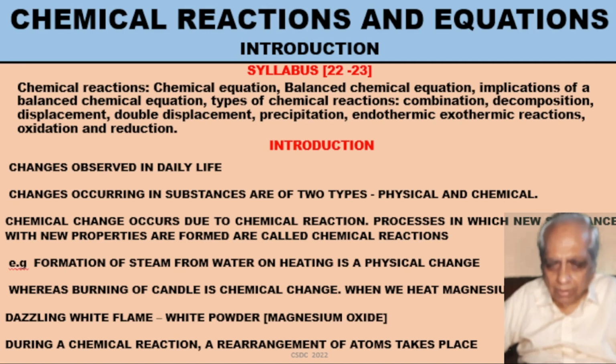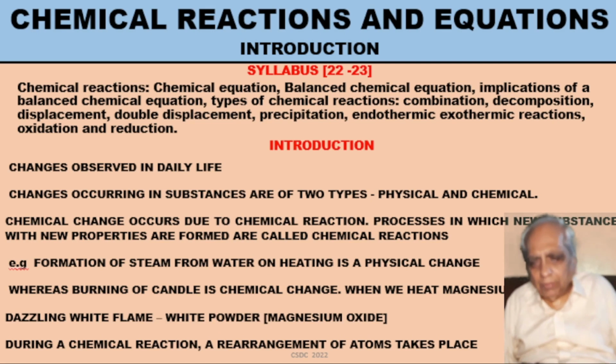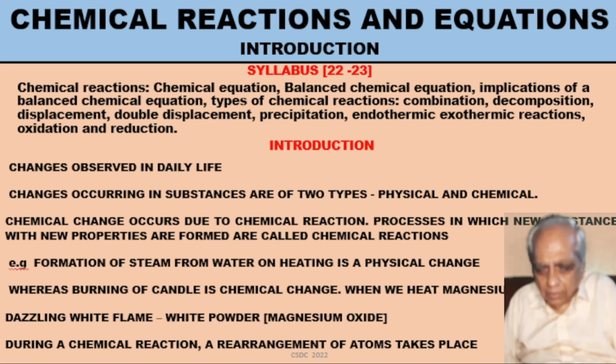So, when a chemical reaction takes place, what happens? There is a rearrangement of atoms between the two or more molecules which are reacting, or they break into two or more groups. We will study what the types of reactions are. So this is the reason for the new products that form: a rearrangement of atoms is taking place.